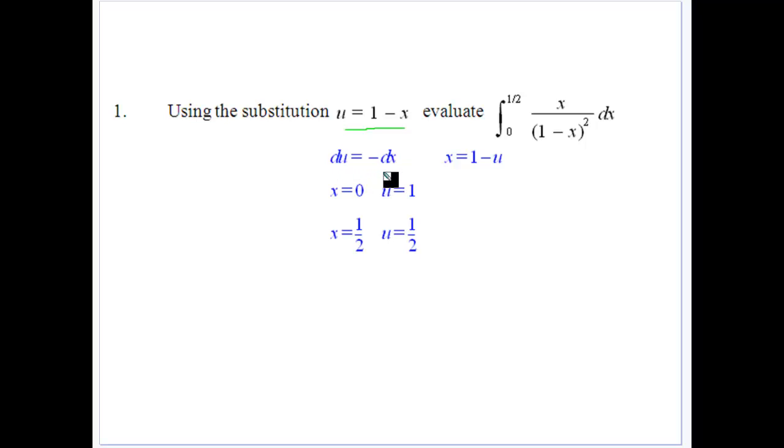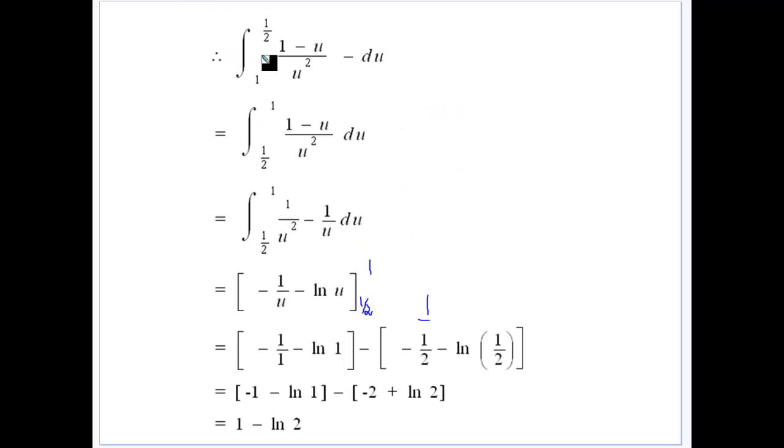So du would equal minus dx, or dx would equal minus du. x can be written as 1 minus u as well, because we've got to substitute for x. We've got the 1 minus x. Because it's a definite integral as well, remember we've got to change the limits: when x is equal to 0, u would be 1, and when x is equal to a half, u is equal to a half as well. So doing that substitution, we get the integral from 1 to a half of 1 minus u on u squared, times minus du.